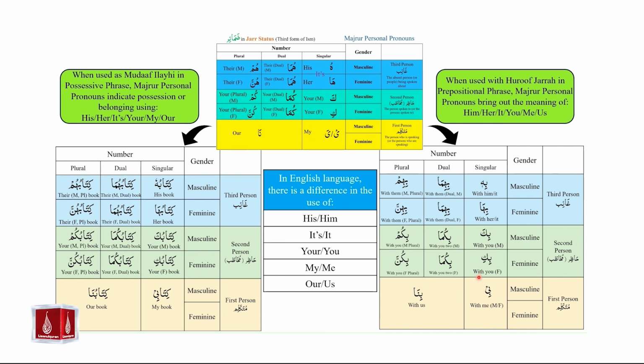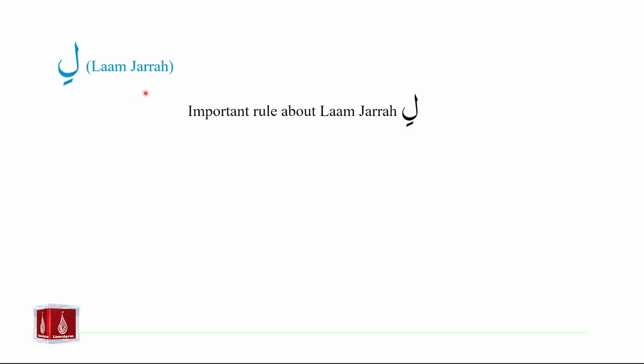Therefore, it is important to note that when majrur personal pronouns are used as mudaf ilay in murakkab izafi, they will typically bring out the meaning of his, her, its, your, my, our. However, when they are used in murakkab jari, they will bring out the meaning of him, her, it, you, me, and us. There is an important rule that we need to know about Laam Jarrah.